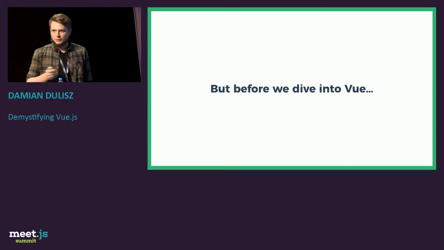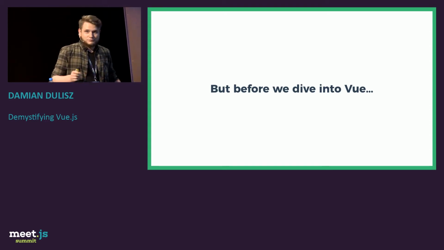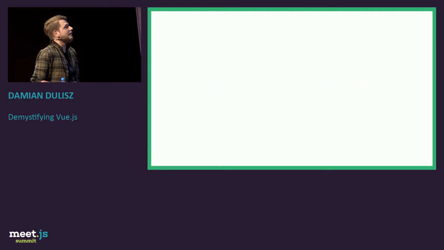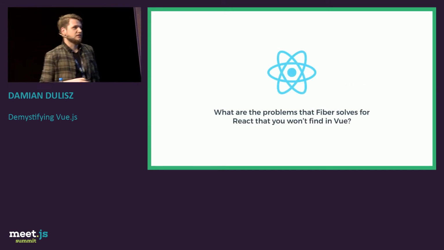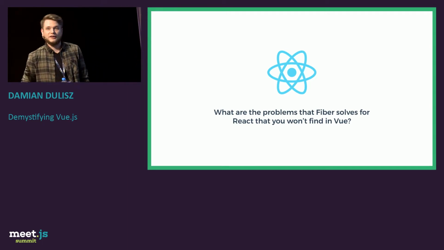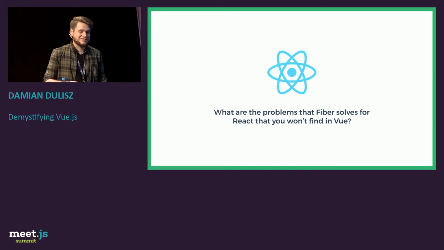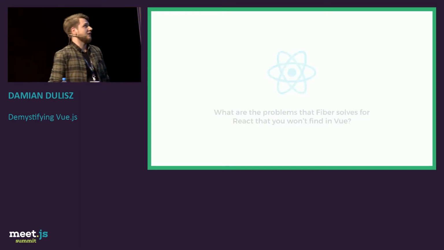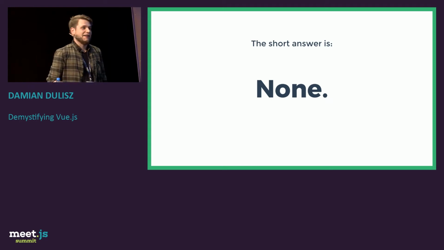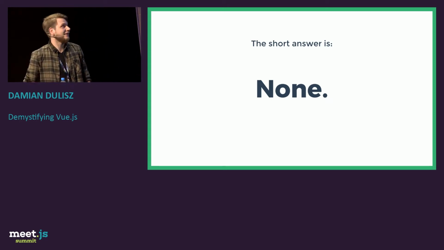But before we talk about Vue, I made stupidly this statement about fiber in the tag description. Probably no one read it, but just to make sure, I would just make a clarification for it. It stated something along the lines: what are the problems that fiber solves for React that you won't find in Vue? And the answer is quite surprising, because the short answer is none. But don't get me wrong.